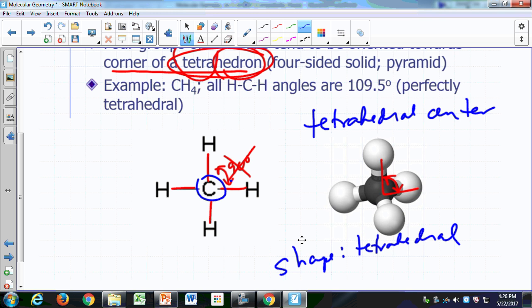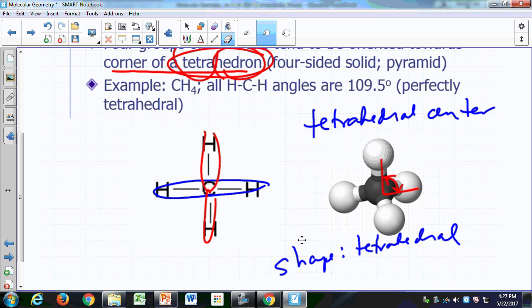Now, you can think of this thing right here that we're drawing as a projection. Imagine these 2 are actually sticking out towards you. These 2 CH bonds sticking out towards you, and these 2 CH bonds back here are sticking away from you. Okay, so they're forming a 109.5 degree angle with respect to each other. And so what you're seeing there is basically a projection on the plane. Okay?